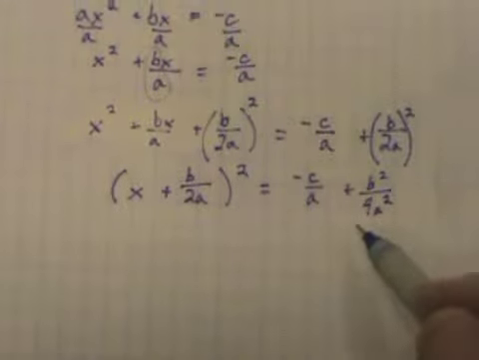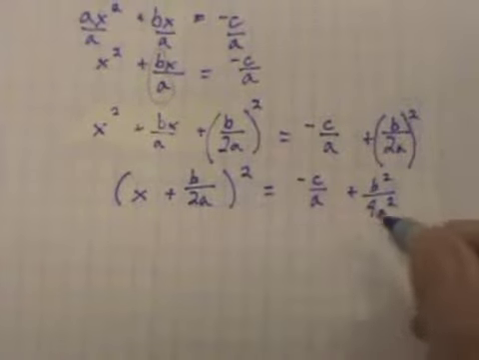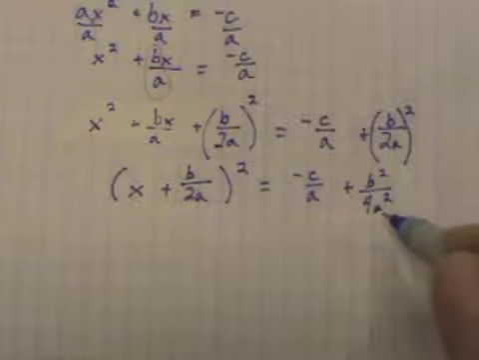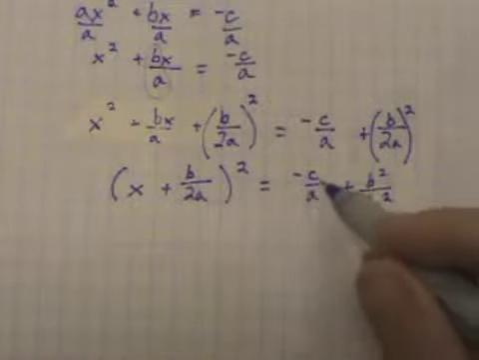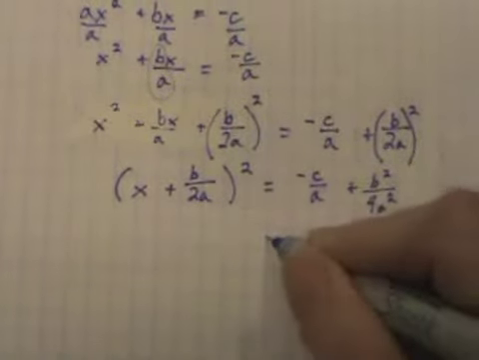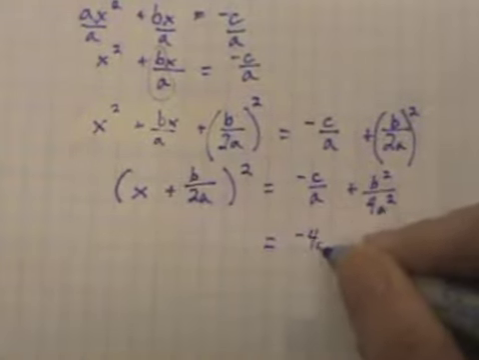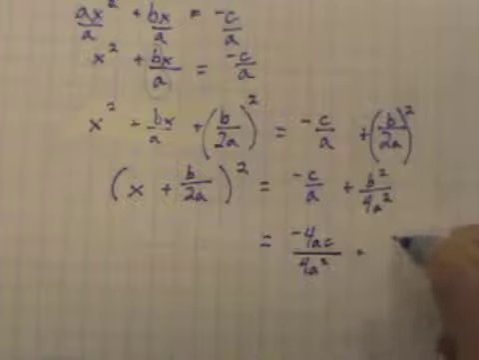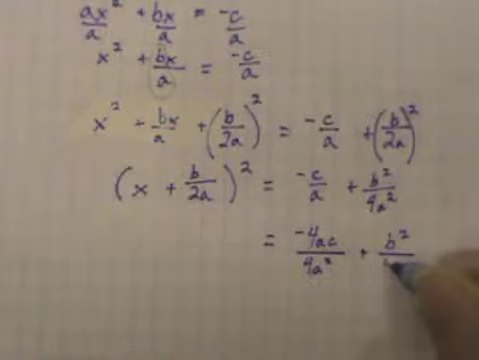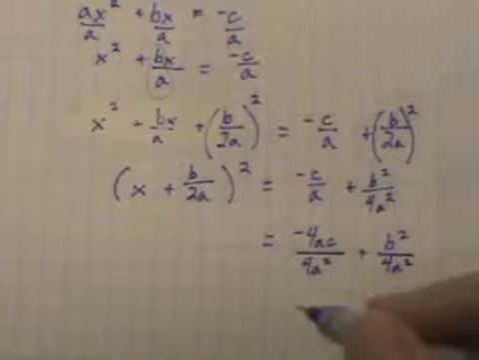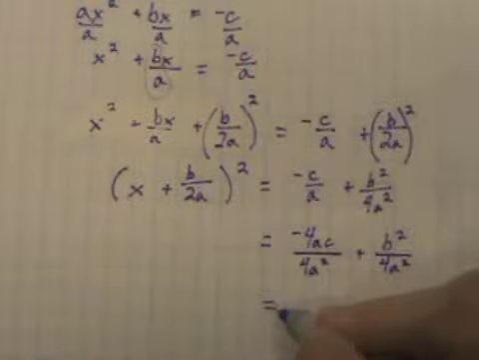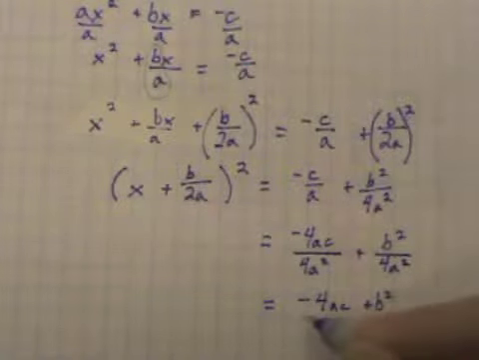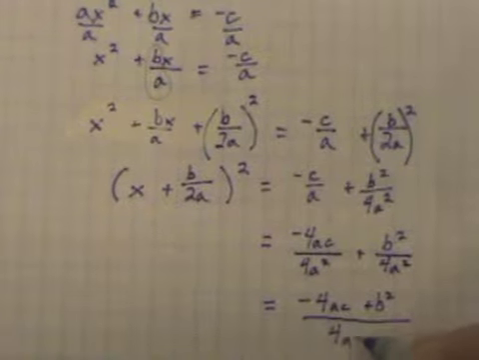All right, let's see if we can simplify the right side of this a little bit. We've just got two fractions here, which we could add together if they had a common denominator, and we could make it a common denominator if we multiplied this one by 4a over 4a. So let's do that. We end up with negative 4ac over 4a squared plus b squared over 4a squared, which then we put into one fraction, negative 4ac plus b squared over 4a squared.